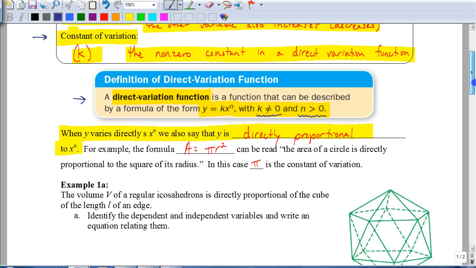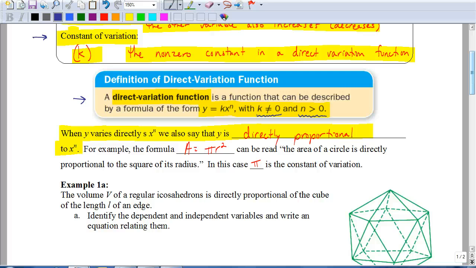Now some terminology is when we say something varies directly, we can also say that y is directly proportional to x to the n. Now an example of direct variation is the formula for the area of a circle, pi times the radius squared. Pi in this case is going to be your constant. Anytime we try to find the area of a circle, we're always going to be using pi times the radius squared. The radius can vary, but the pi won't.